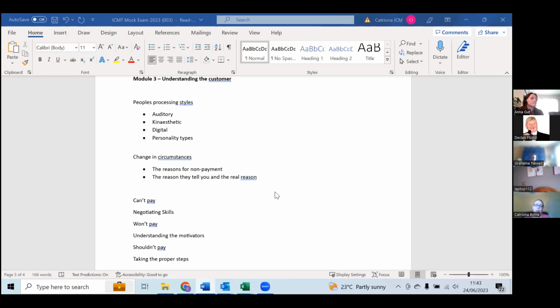Okay, so that whole section then moves into a change in circumstances. So, reasons for non-payment. We're now talking about how we deal with somebody who hasn't paid. And then you're going to talk about people who can't pay or won't pay. They're two separate areas needing to be dealt with in very, very different ways. So that whole section is on communicating correctly and asking the correct questions to ascertain the information that you need to establish what type of scenario and circumstance you are dealing with.